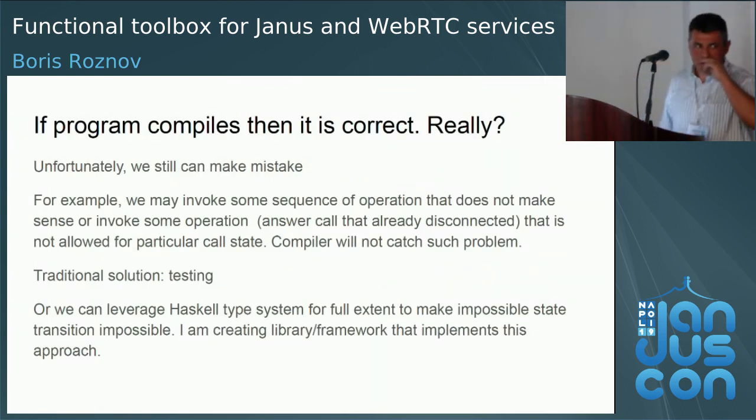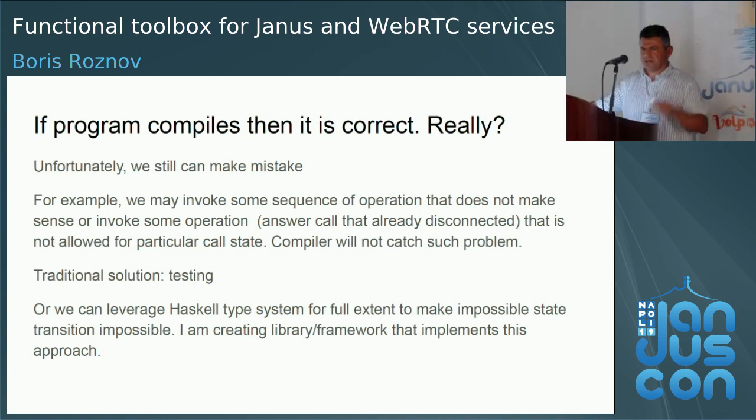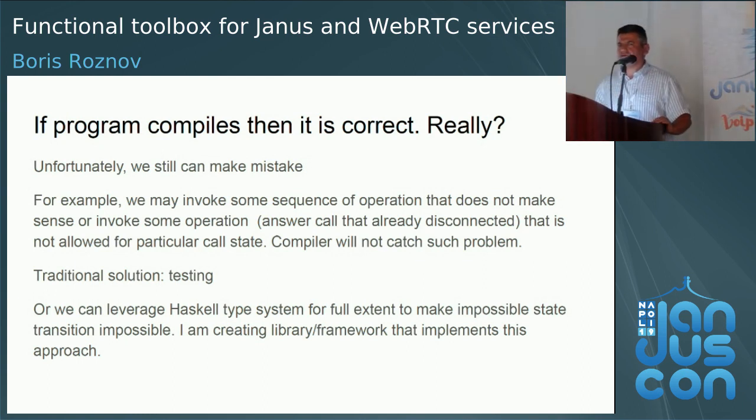Haskell developers sometimes joke that because you can describe your models so precisely, if it compiles, then it's correct. And in many cases, it's not very far from the truth. But in our case, when we have such a complicated state machine and different states and different protocols and so many race conditions, we still can make mistakes which the compiler will not catch, right? The compiler will happily compile our program and the program is incorrect. For example, we can just invoke a sequence of operations which doesn't make sense. So we try to answer a call which is already disconnected.